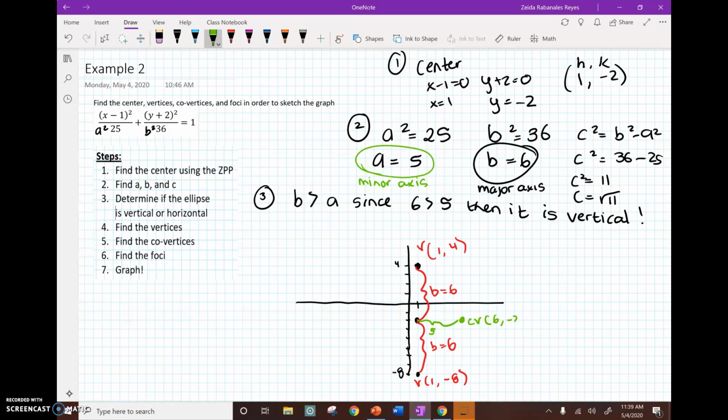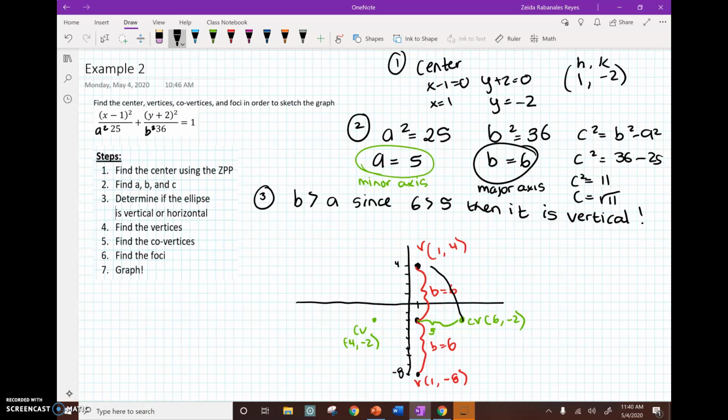6 comma negative 2. And 5 to your left. 1, 2, 3, 4, 5. So then that co-vertex is at negative 4 comma negative 2. And you can do the math and see if it works out, but it is. This is a way to check if you're correct. And then you have your ellipse.